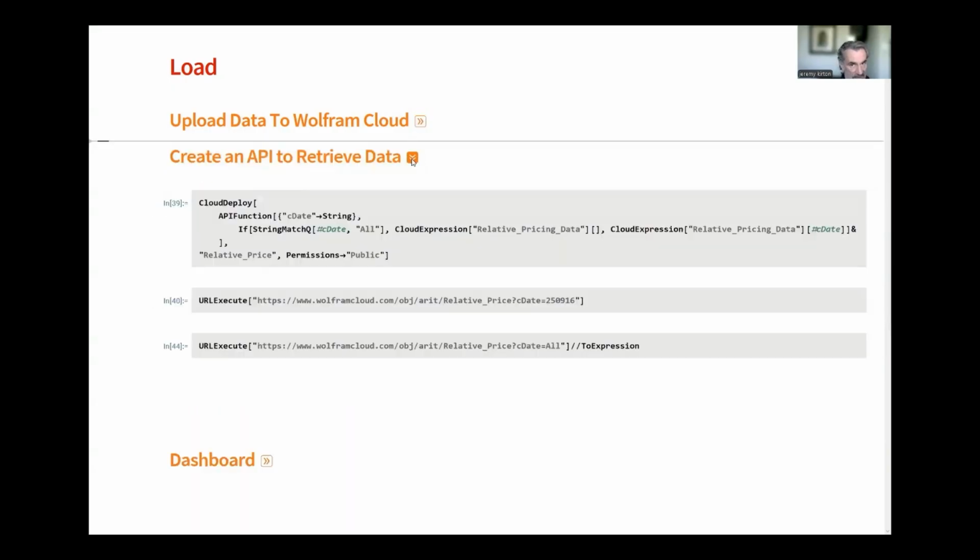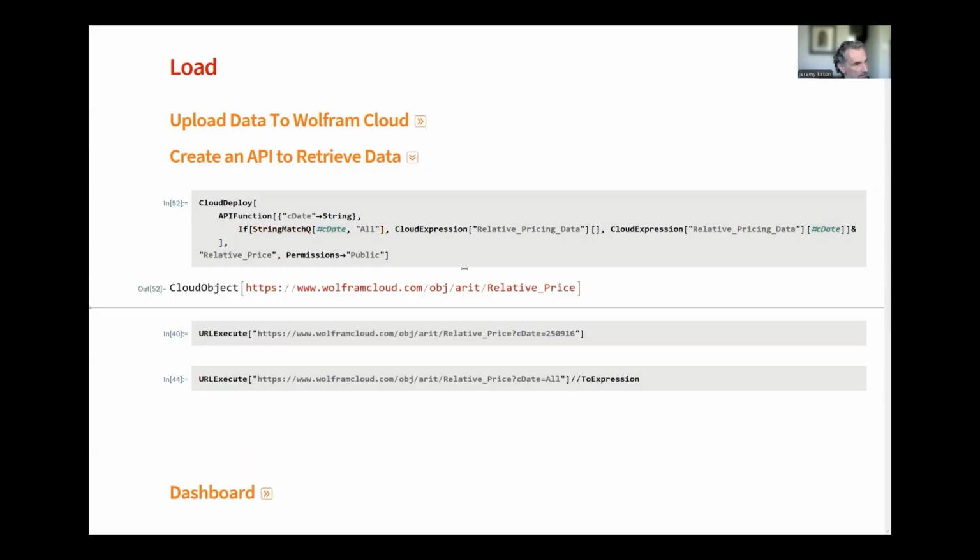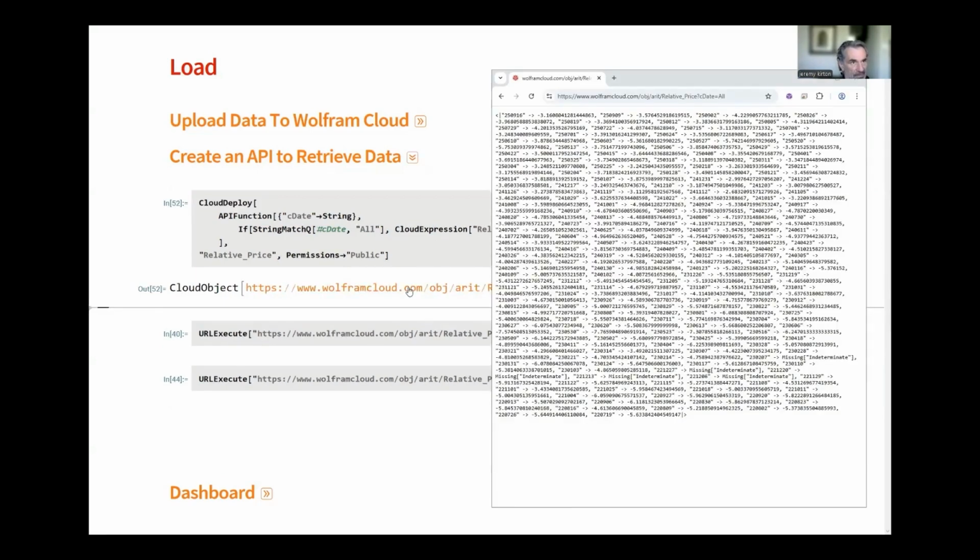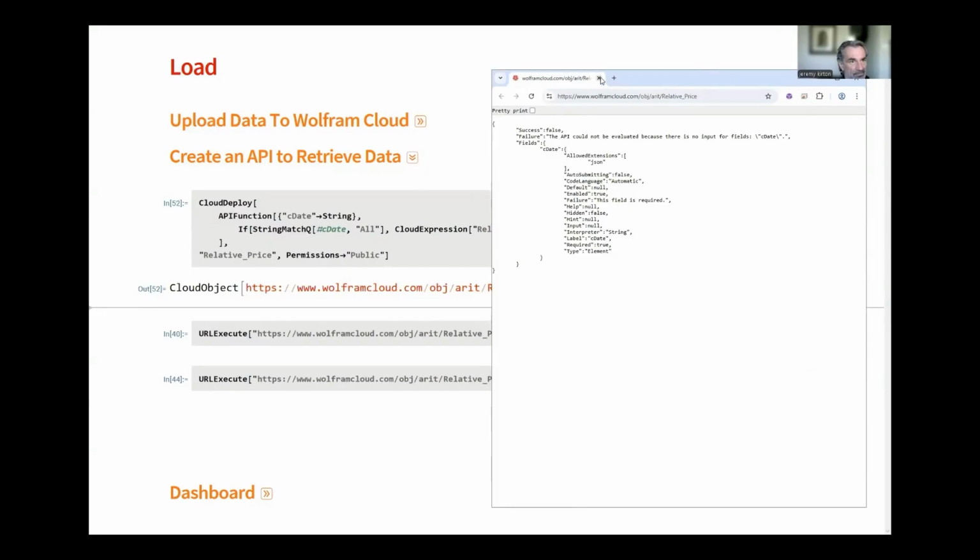Now we create an API in the Wolfram Cloud to allow the data to be available to any client program. So here's the code for the API. Deploy it in the cloud. Let's check it out. Click on this link. And we've opened a browser with that URL to the API.